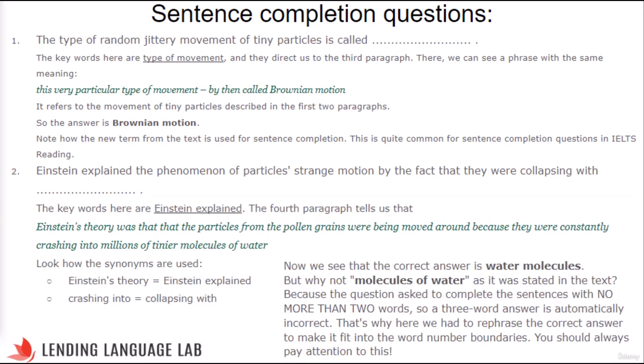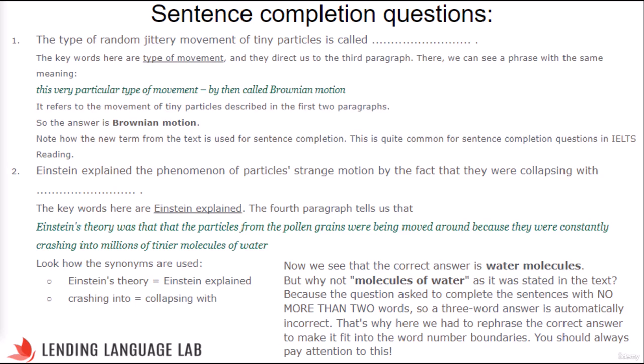Now for number 2, the keywords here are Einstein explained. The 4th paragraph tells us that Einstein's theory was that the particles from the pollen grains were being moved around because they were constantly crashing into millions of tinier molecules of water. Look at how the synonyms are used. Einstein's theory equals Einstein explained. Crashing into equals collapsing with.